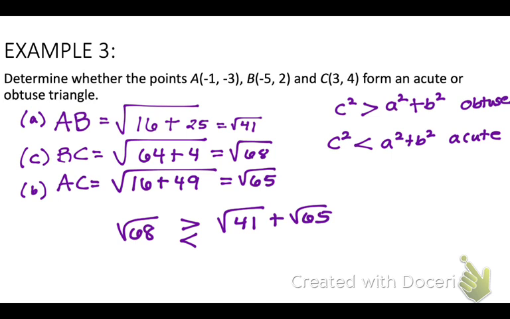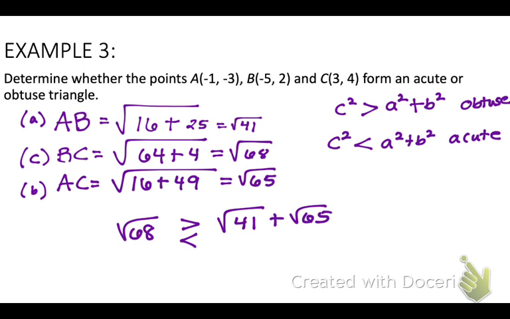I mean, we could actually put that in our calculator, but anybody want to guess if it's larger or smaller? I mean, square root of 65 and the square root of 68 are pretty darn close. If I add another square root of 41, I'm going to guess that this is smaller, but I would do that on my calculator. I would do the square root of 68, get the decimal version of it. Then I would do the square root of 41 plus the square root of 65, get the decimal version of that. What does that get me?